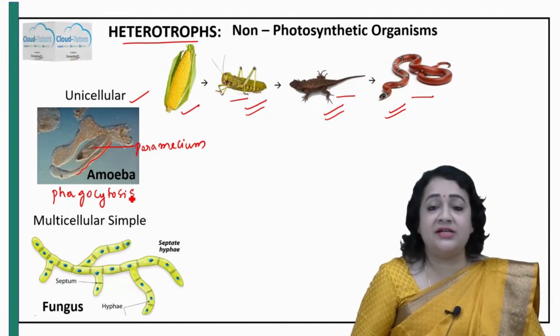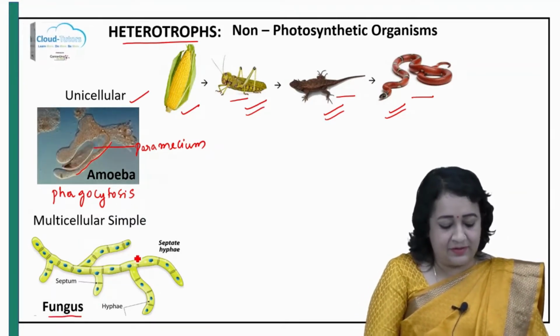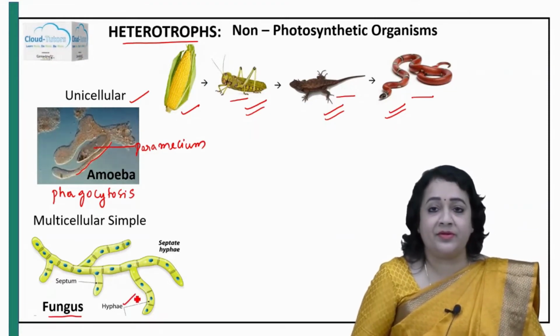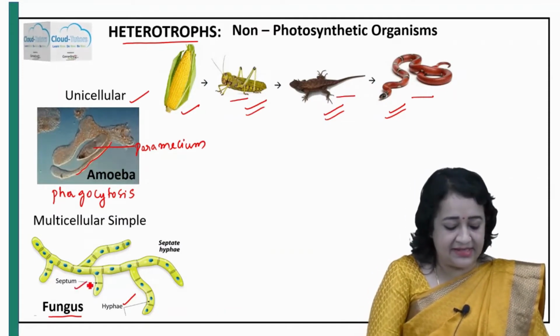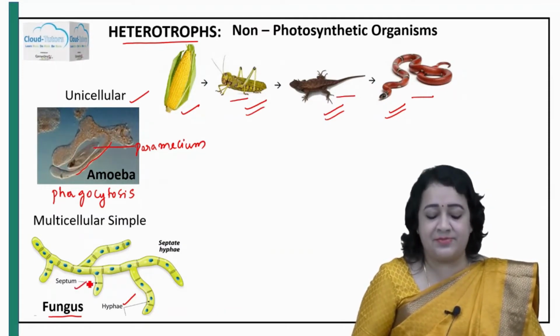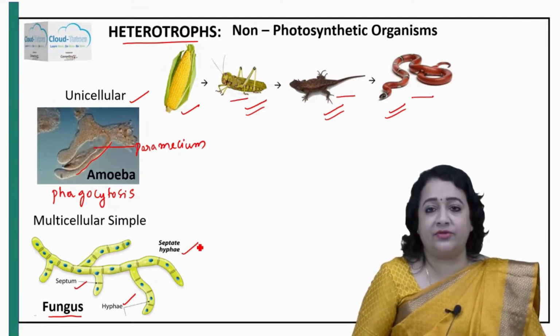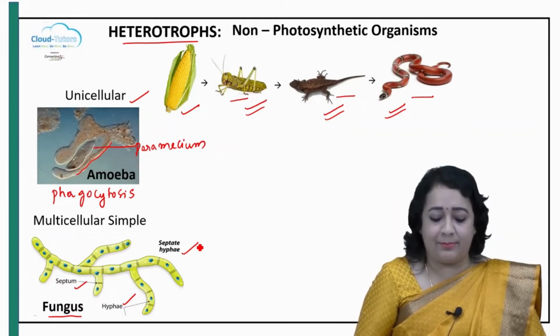Next, we have a simple multicellular organism, that is fungus. So this is the typical structure of fungus. It has hyphae, okay, thread-like or hair-like structure called hyphae is there. If it has septum, then it is called septate hyphae. So the mode of nutrition in case of fungus is saprophytic.